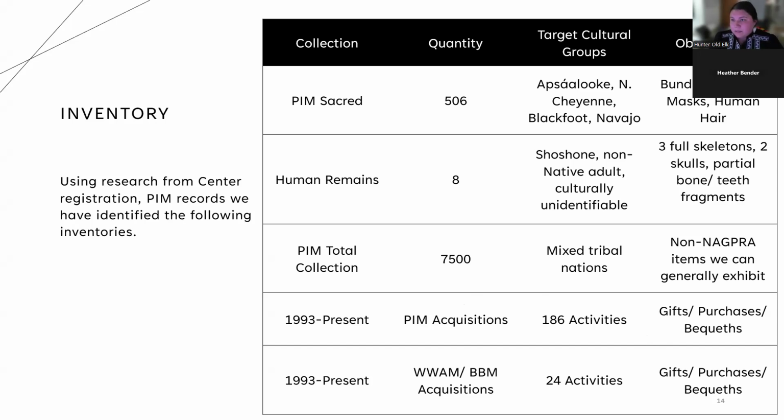The Plains Indian Museum is also responsible for the national NAGPRA practices for the entire center. We have to consider that the Whitney Western Art Museum and the Buffalo Bill Museum are stewards of Indigenous collections. With that, we've identified 24 activities under those institutions, and it's the same purchases, gifts, and bequests.